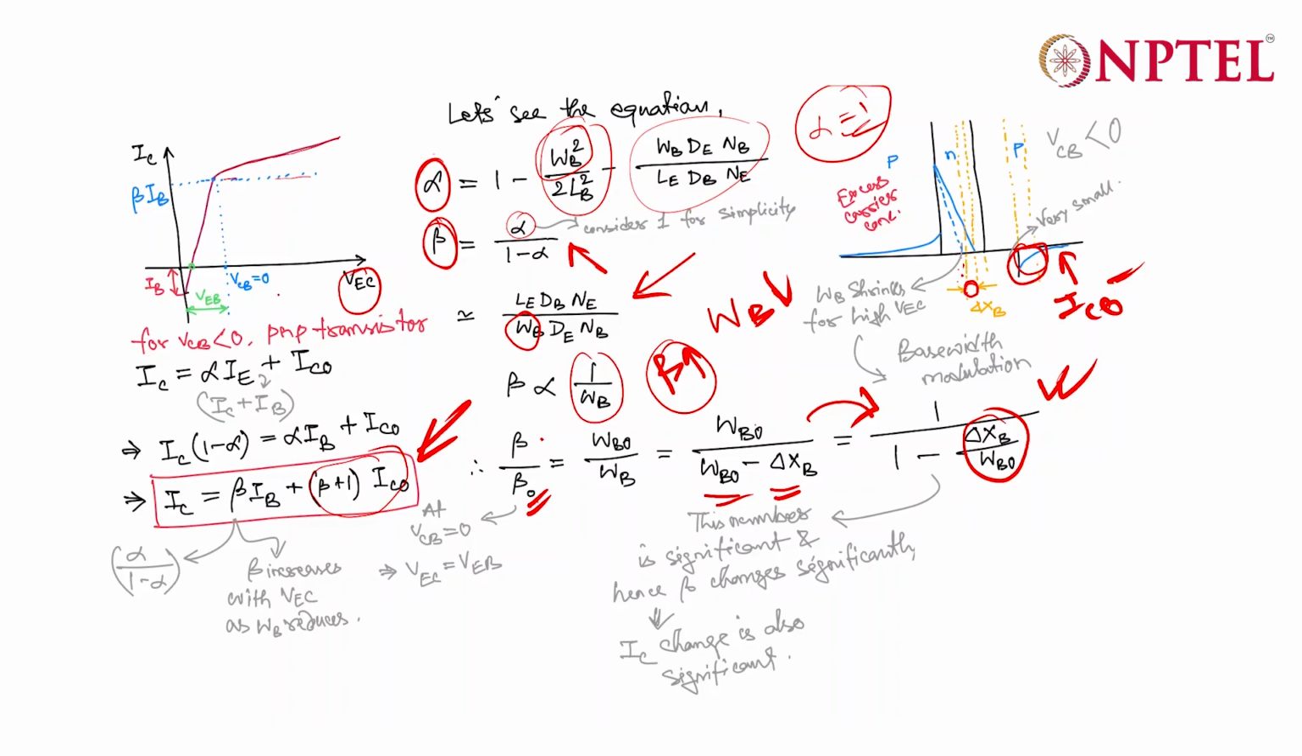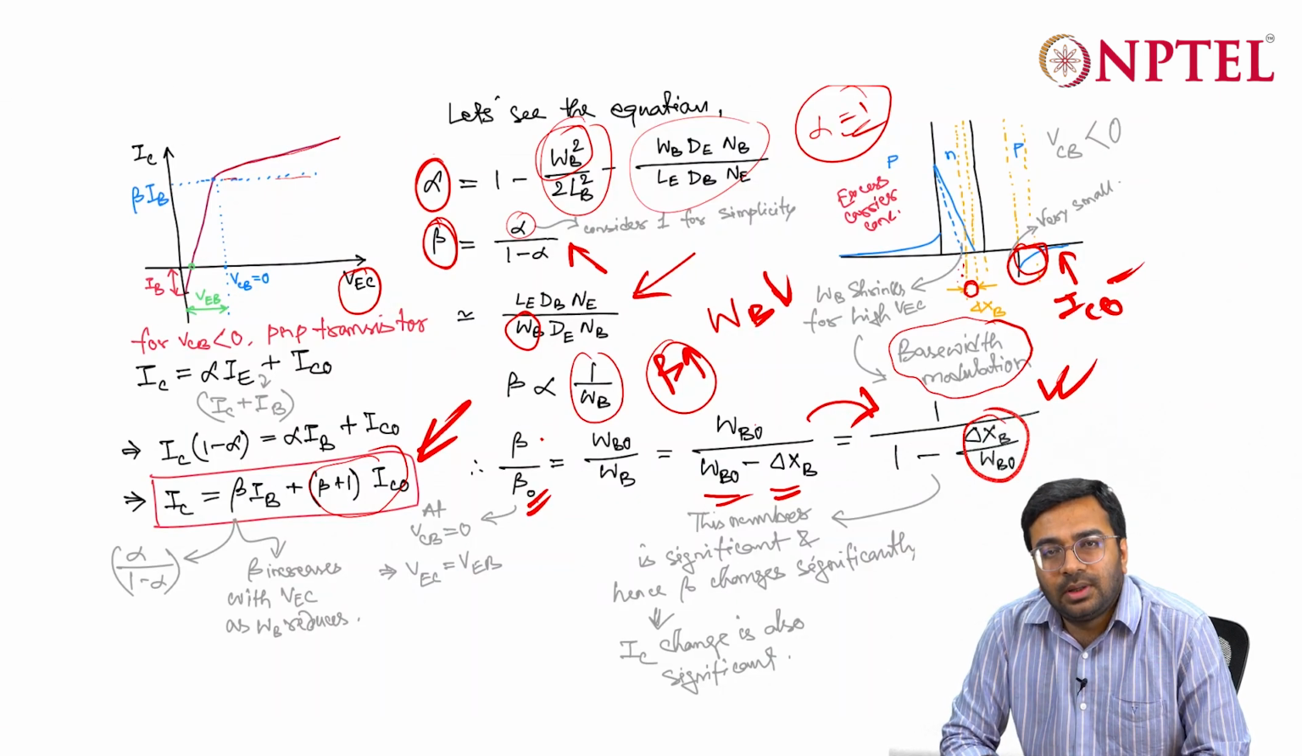But in practice, you will find that there is a change or increase in IC because of VEC. And that increase you will find because of base width modulation. That is the decrease in the base width due to the increase in VEC, which in turn increases the reverse bias in the collector region. Right? So this is the reason behind this increase.